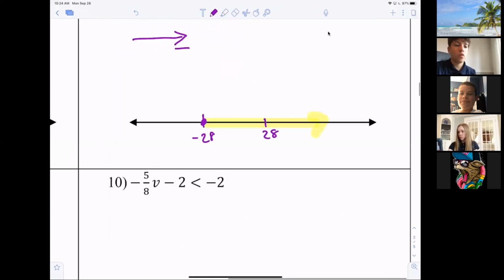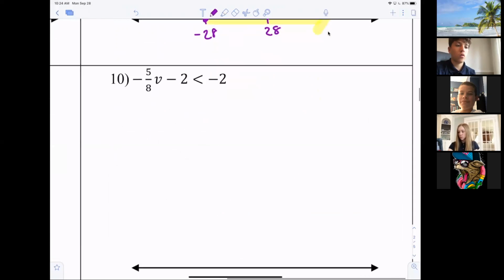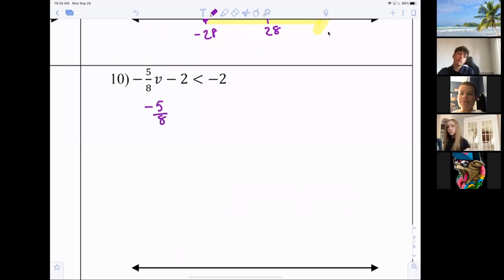All right, so let's continue. Number 10. What do I have to do first? Add 2. Add 2. And what's negative 2 plus 2? 0. Wow. So now I have negative 5/8 v is less than 0.